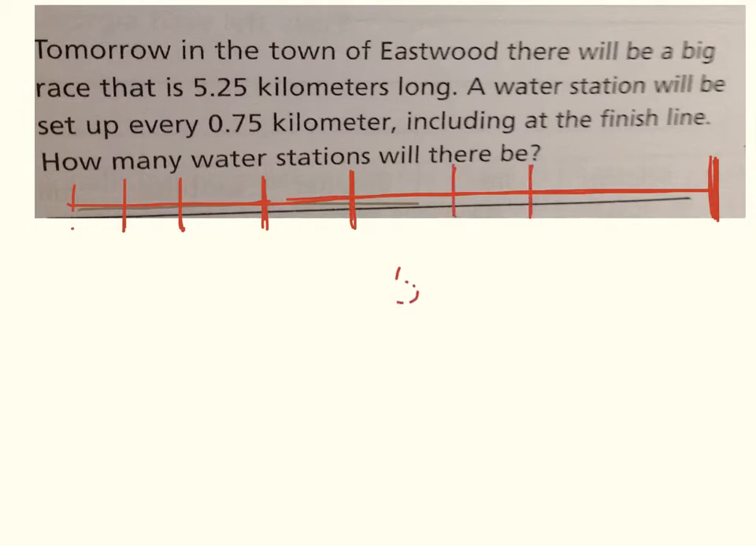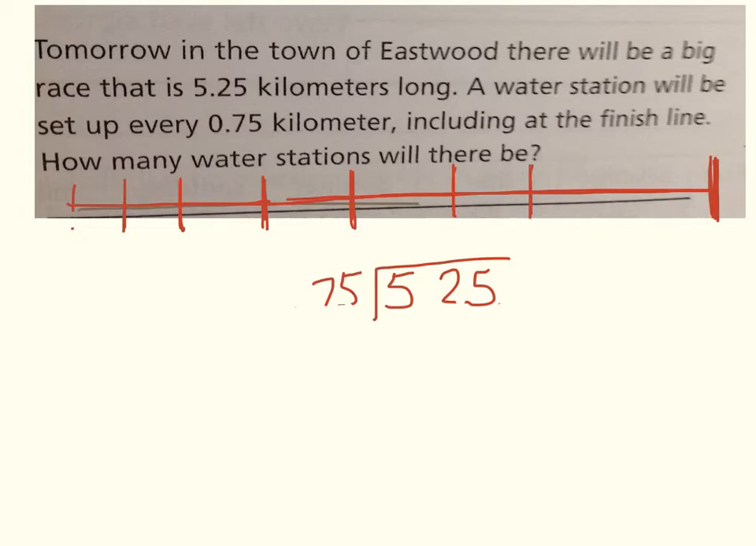So we're going to take 5.25, let me try again, I'm going to take 5.25 divided by 0.75, which if I move this over 2 and I move this over 2, they are both just whole numbers. So I'm going to erase. There's no trace of a decimal point anywhere.